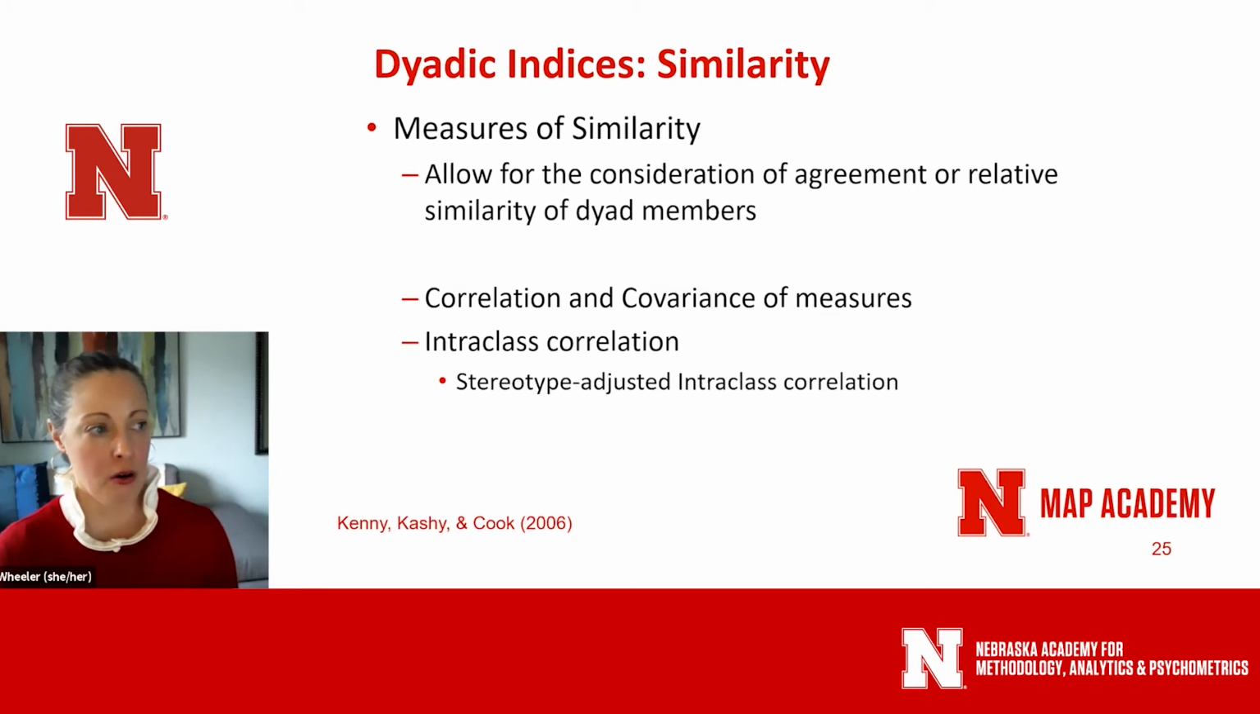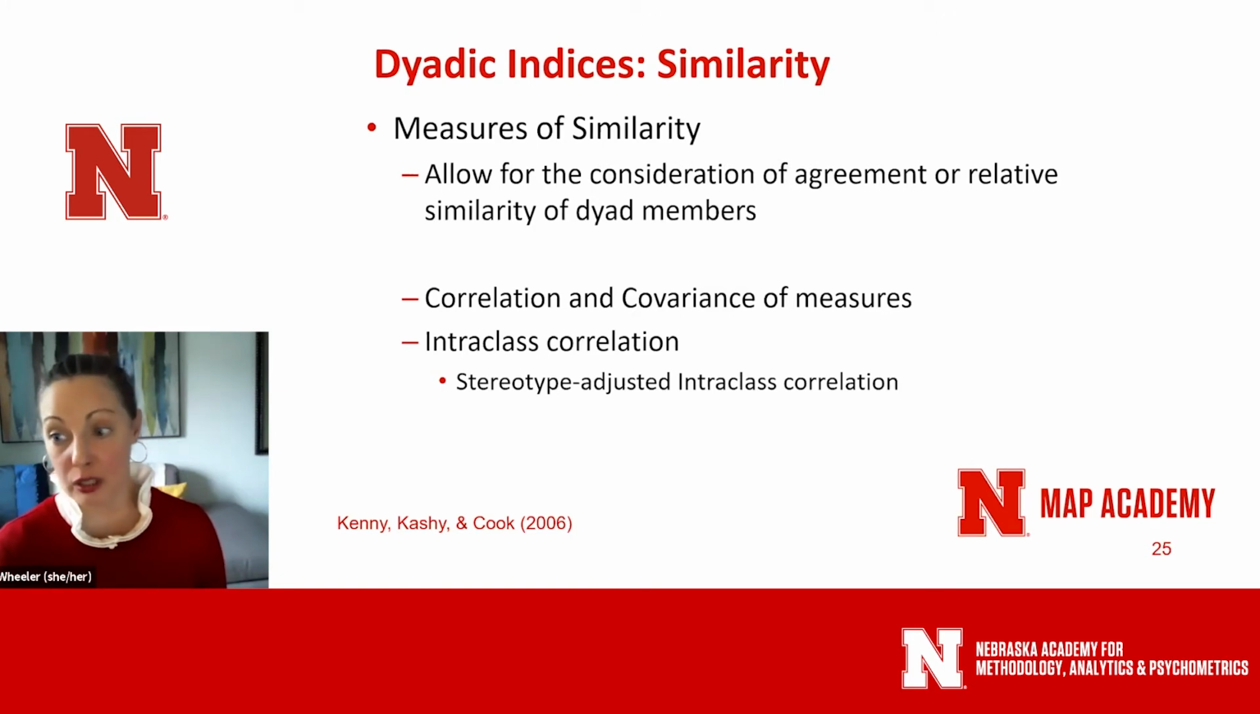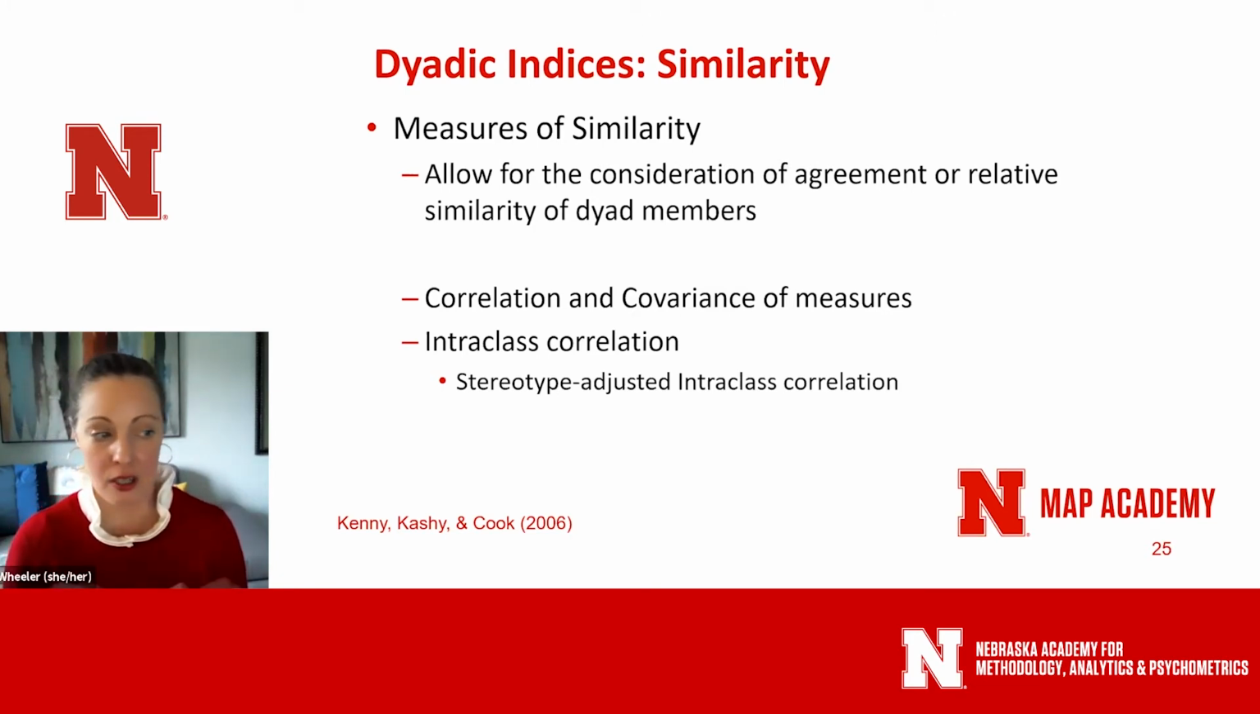Okay, so I just said similarity, maybe not as great, but let's still talk through similarity measures. I think they can be useful depending on what your questions are. So measures of similarity allow for the consideration of, again, that agreement or relative similarity of dyad members. They include measures such as correlation, covariation, and interclass correlations. Most of you are probably familiar with these measures. In this instance, we're really thinking about the two members within the dyad and then creating these indices by correlating the scores within the dyad.